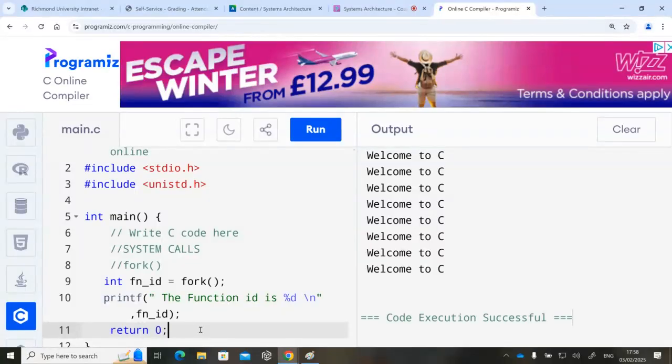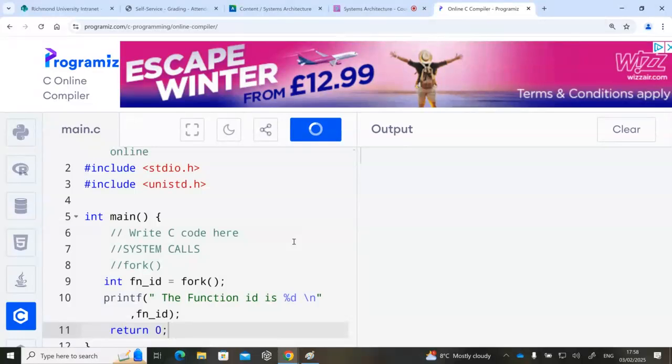Can somebody explain what we are doing here? What are we doing in this problem? Finding the function ID. Very good. We're finding the function ID of the fork function. Now let's run this. What happens? Look at that.